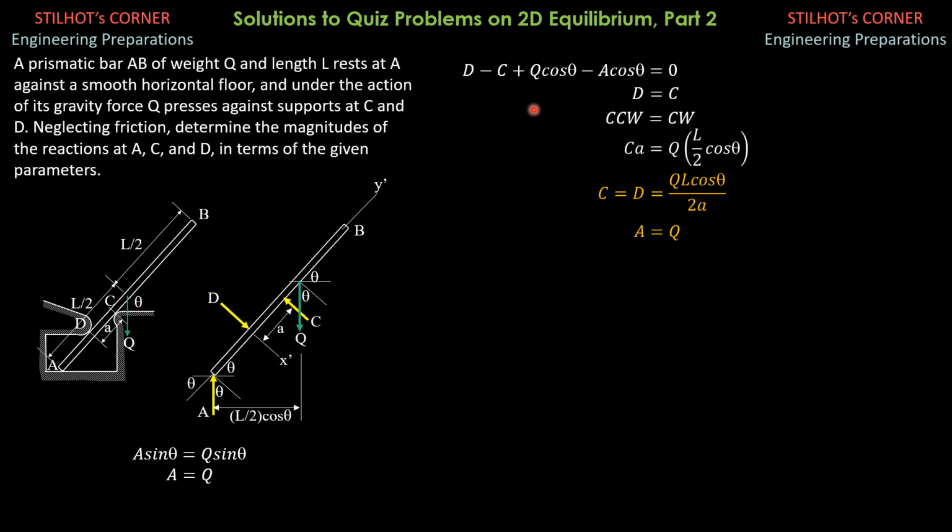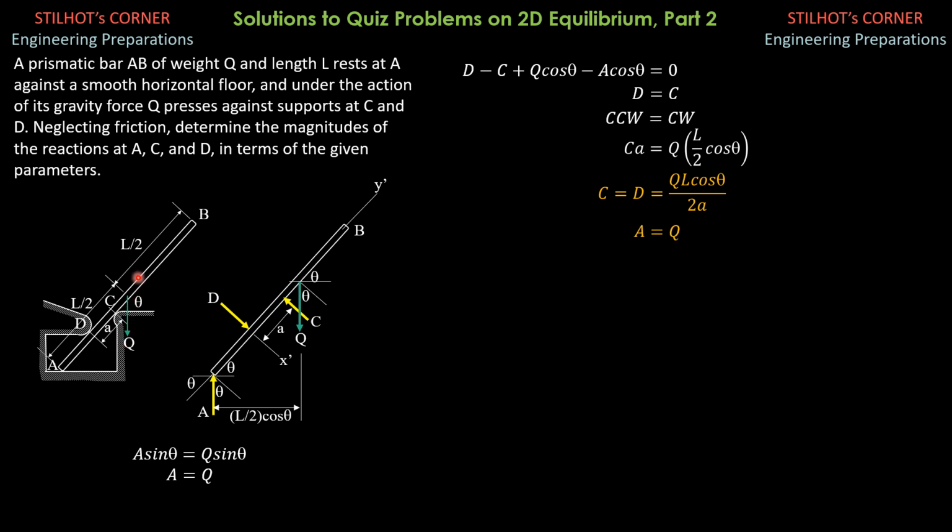Here is the solution to the equilibrium problems in statics. So this is the first: a prismatic bar AB of weight Q and length L. This is the length of this prismatic bar AB, with weight Q acting at the center of the bar.